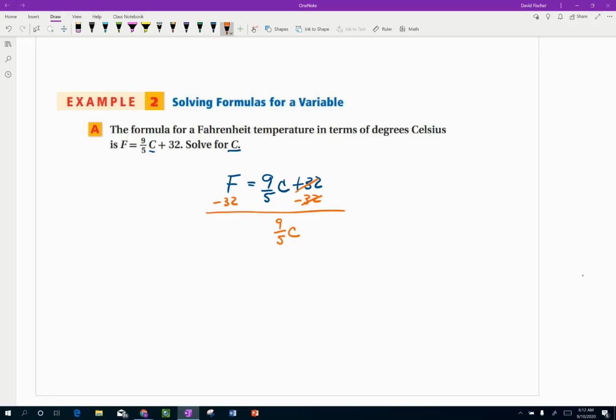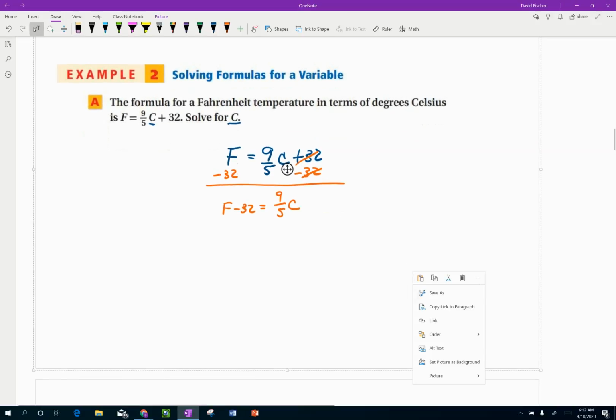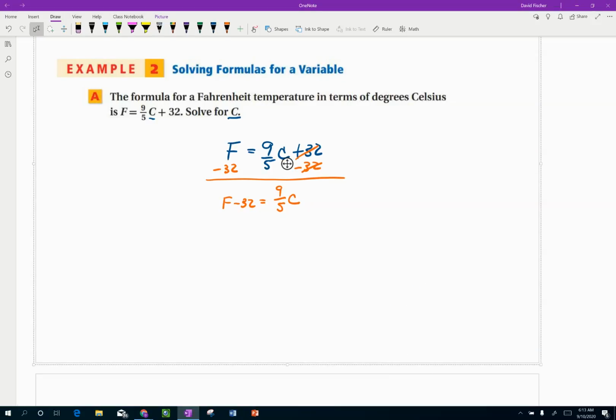And over here, I can't put F's with 32, so it looks kind of weird, but it's no different than X minus 32. That's just an F, minus 32. Bring down my equal sign. I still don't have the C by itself. I got to get rid of this 9/5 that's in front of the C.